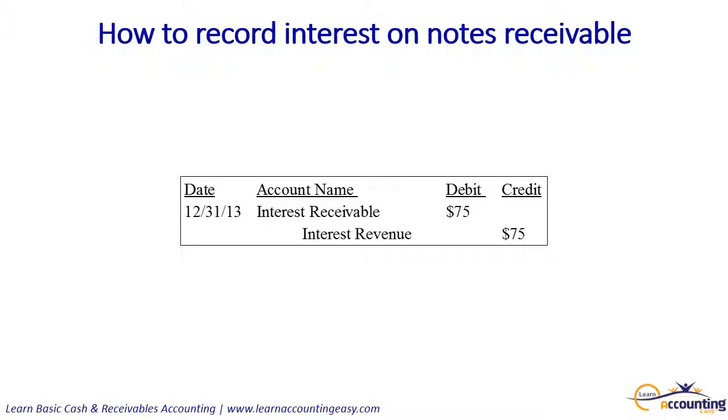And here we very simply see the interest revenue recorded that we just calculated in the previous slide. All we have to do is debit interest receivable for the 75, and then we credit interest revenue also for the 75.